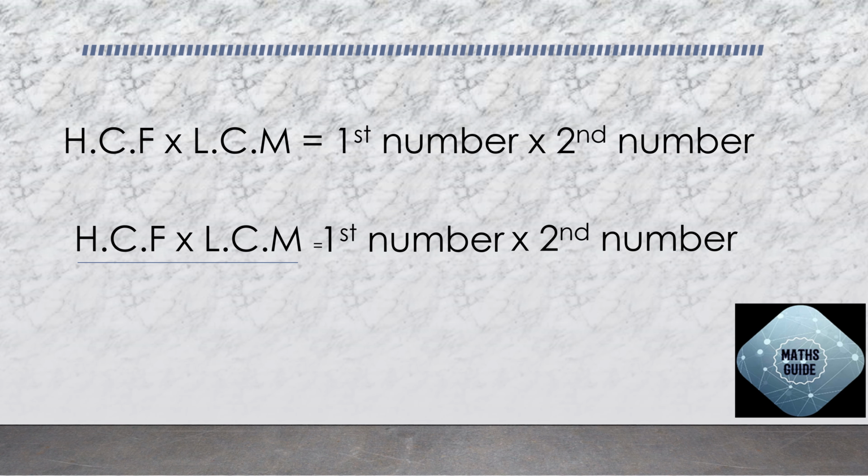Sometimes it happens that we are given the question where HCF and LCM are already given in the question, and we have to find out either the first number or the second number. Then we will slightly change this formula. For example, we have to find out the first number and the second number is already given. Then this second number will divide the product of HCF and LCM. And if we have to find out the second number, then the first number will divide the product of HCF and LCM, and our new formula will be: second number is equal to product of HCF and LCM divided by first number.